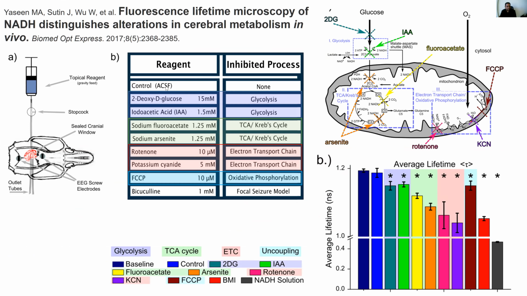So they have their control, and then they're blocking the glycolysis by 2 different drugs, D-glucose and iodoacetic acid. Then they're blocking the Krebs cycle by, again, 2 different ways. Electron transport chain by rotenone and potassium cyanide, oxidative phosphorylation by FCCP, and they have a focal seizure model because it's looking at actually that. And that's just a map of where different things are getting blocked.